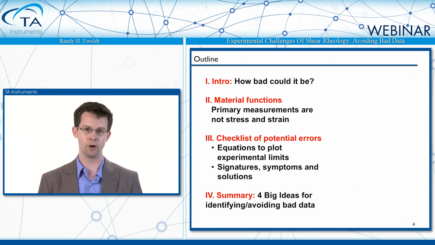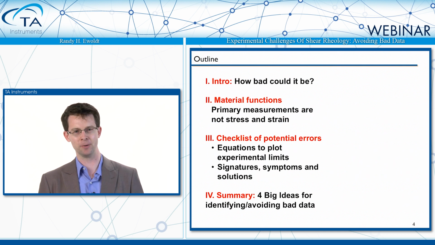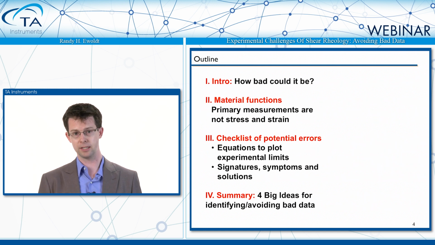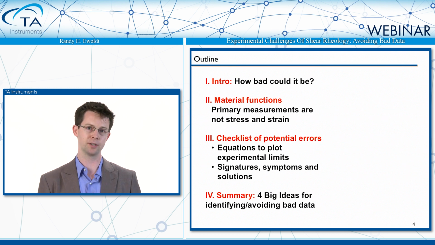Here's the outline for our discussion. First, I want to show you how bad could it be and give you some examples of when the data looks like it's good, but maybe is not. After that, we'll have a brief discussion about what it is we're trying to measure in the first place and how we're making those measurements. And then the bulk of the presentation will be a checklist of many of these errors that can appear with some very clear systematic approaches for identifying when they might be happening. And finally, I'll try to summarize everything with 4 big ideas for avoiding bad data, looking for signatures of bad data, etc.